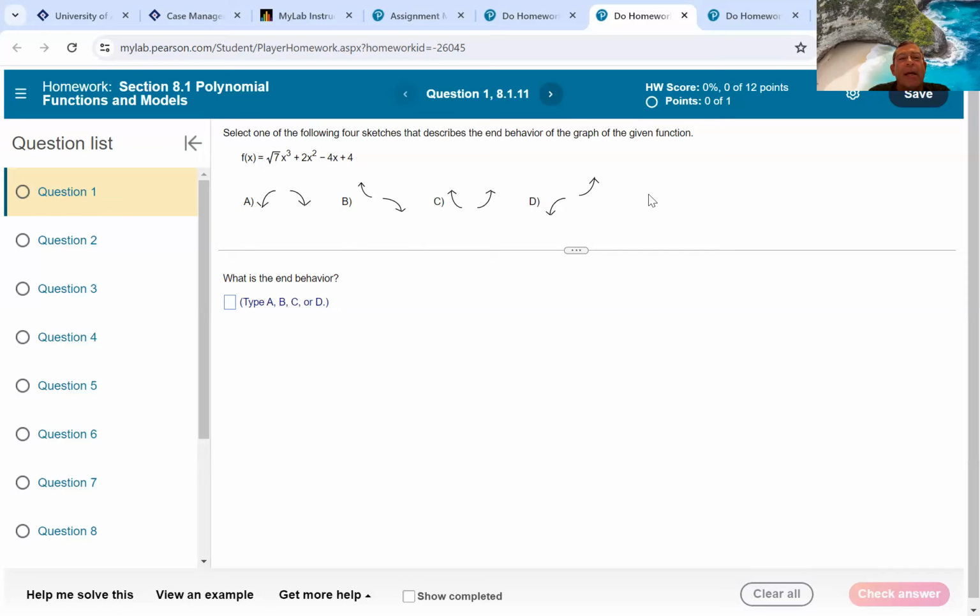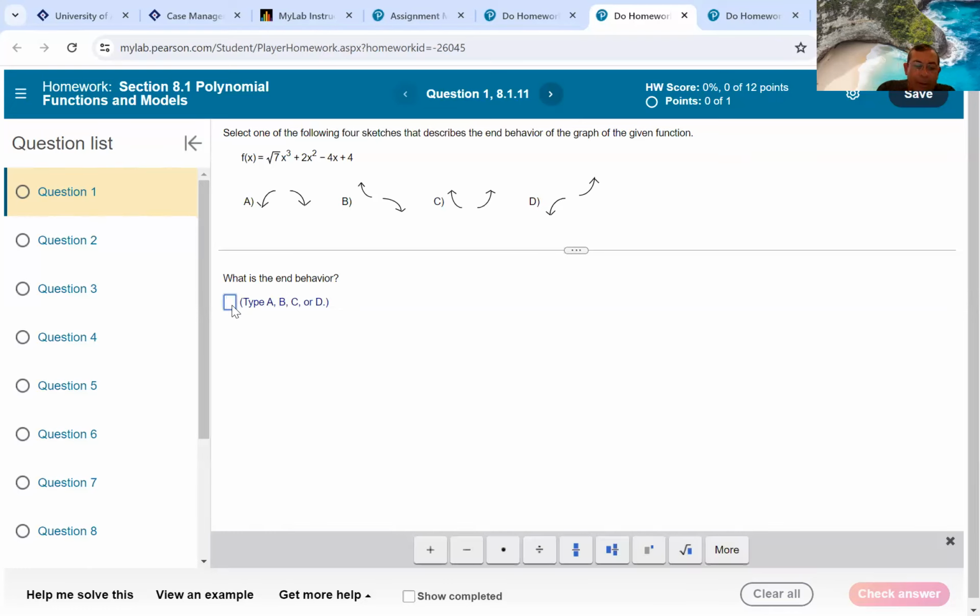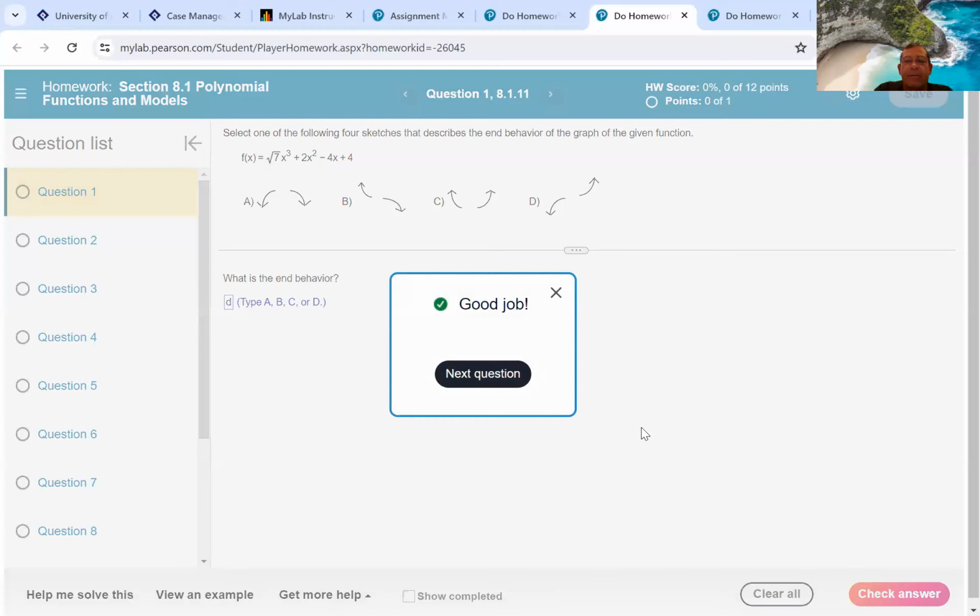So then I'm looking at that square root of 7. That square root of 7 is positive. So since I got a positive lead coefficient and an odd degree, my graph is going to go uphill from left to right. So on that one, I would choose D. So you put your D in, check your answer.